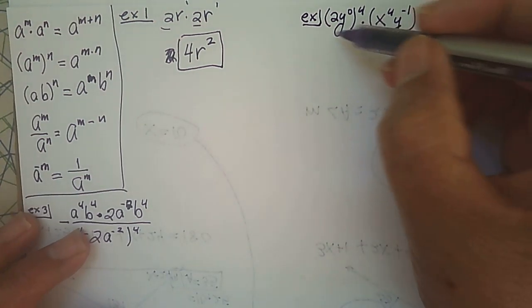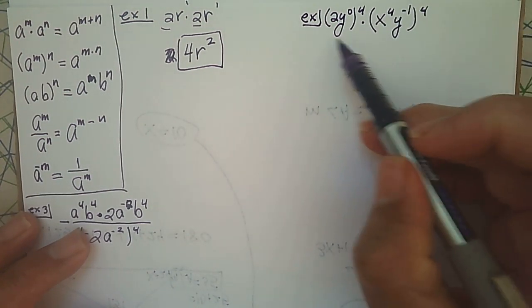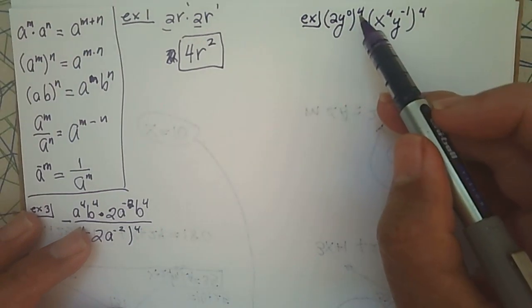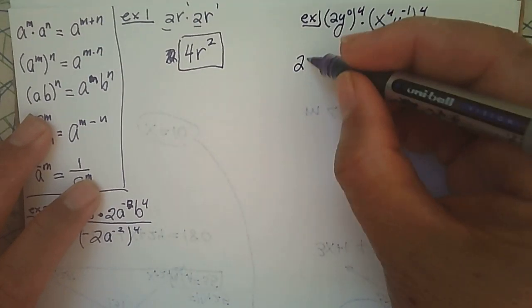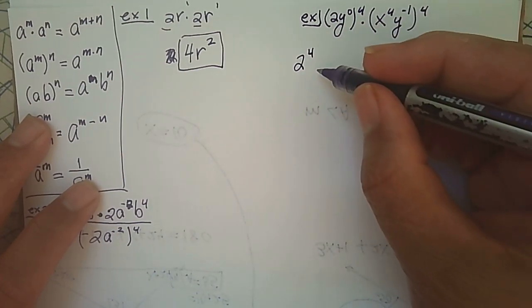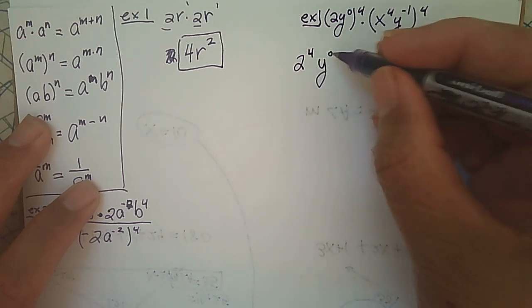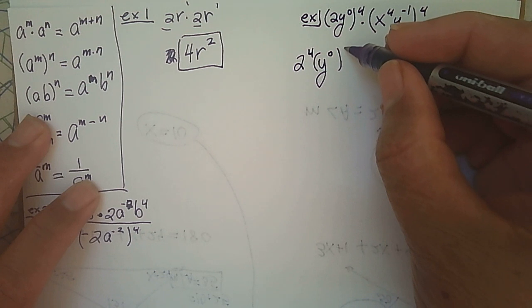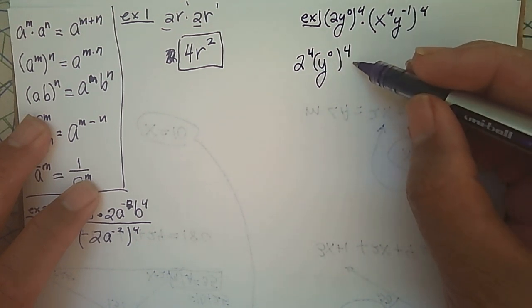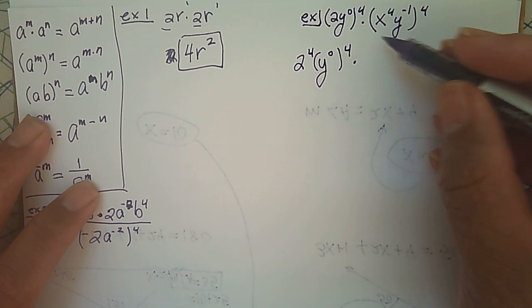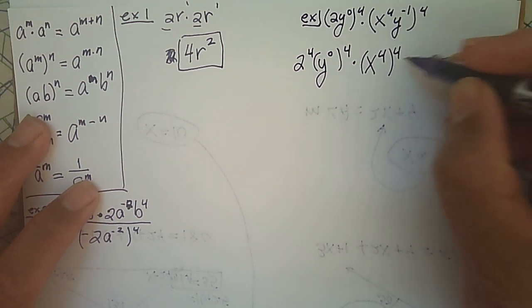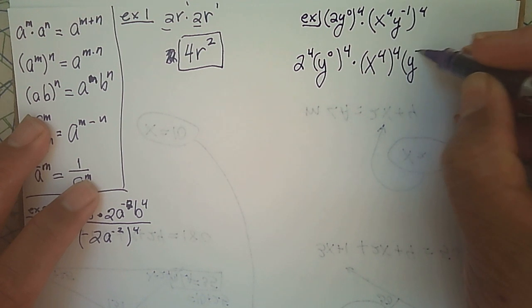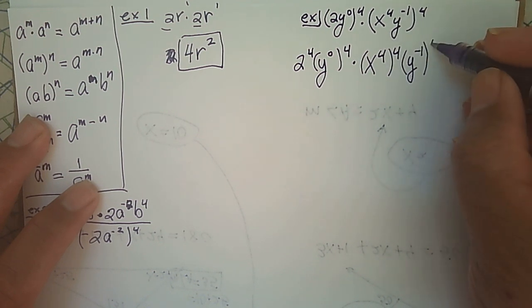The way you do this is first, everything inside parentheses should be raised to the 4th power. That is this right here. So there's a 2, and that should be raised to the 4th power. There's a y to the 0, and that should be raised to the 4th power. Next, you do the same thing over here. Everything inside the parentheses should be raised to the 4th power. So there's an x to the 4th inside parentheses, and that should be raised to the 4th power. There's a y to the negative 1 power, and that should be raised to the 4th power.